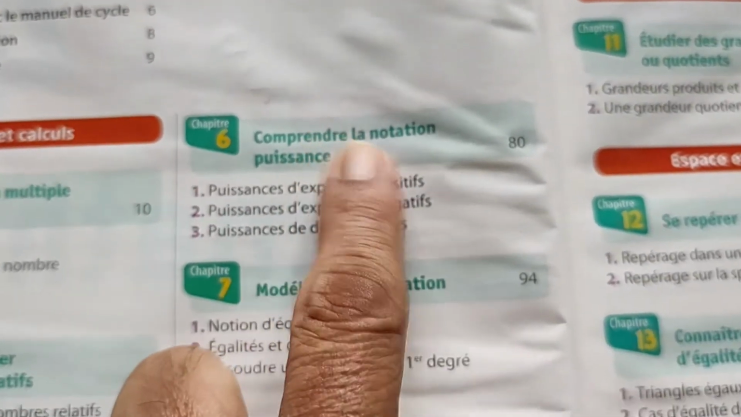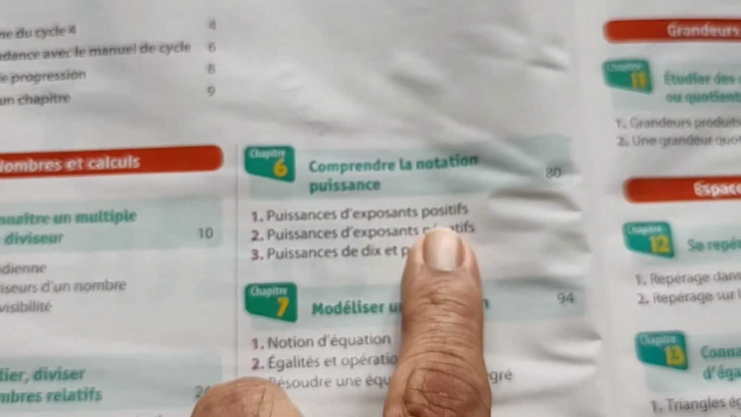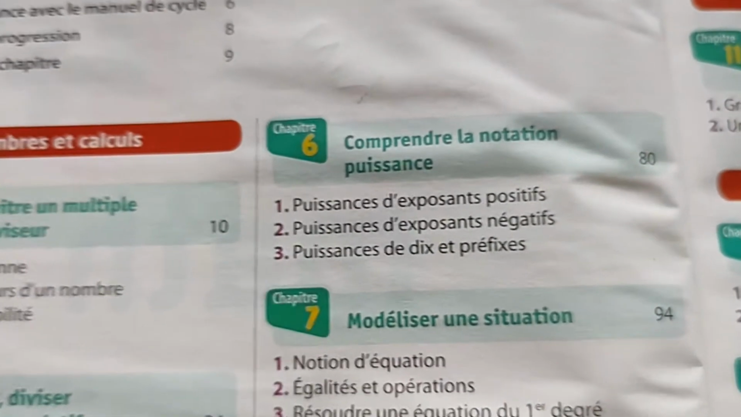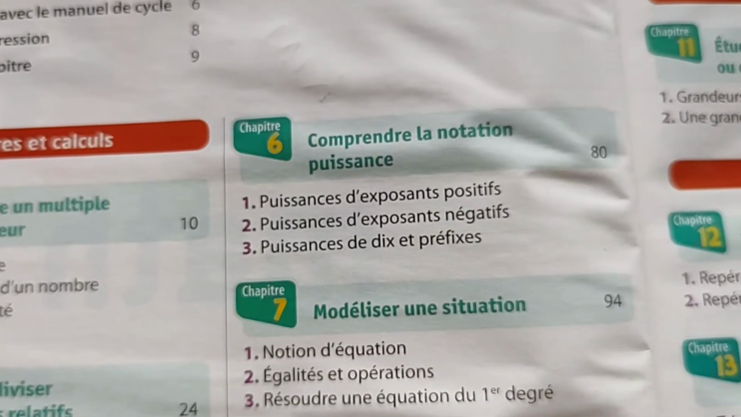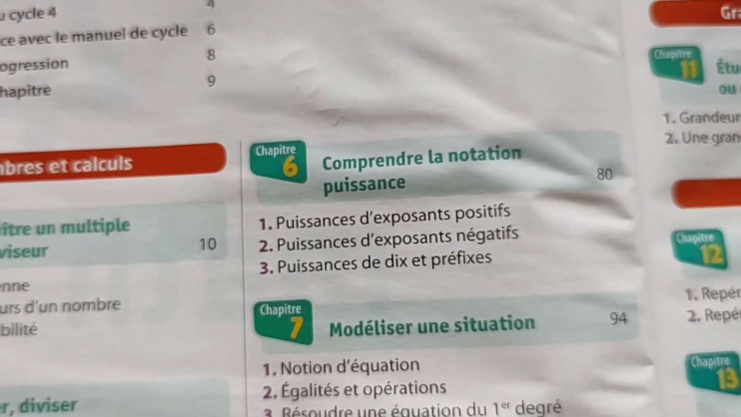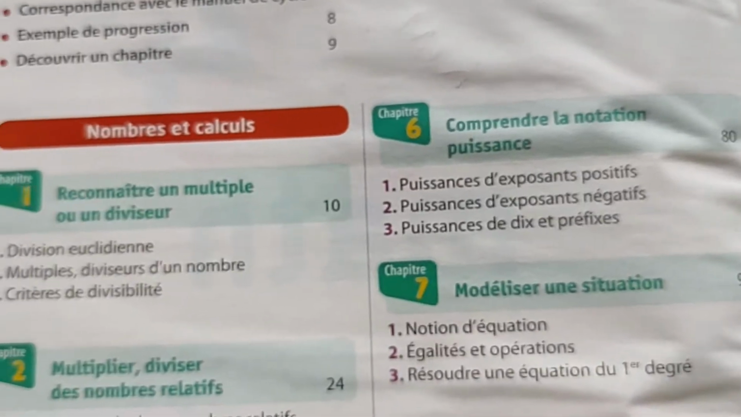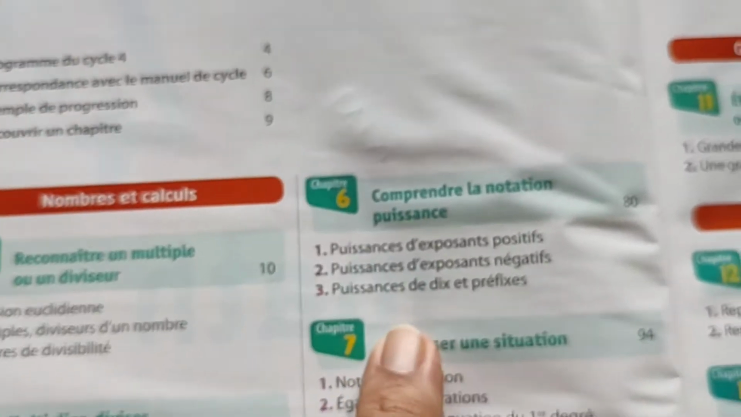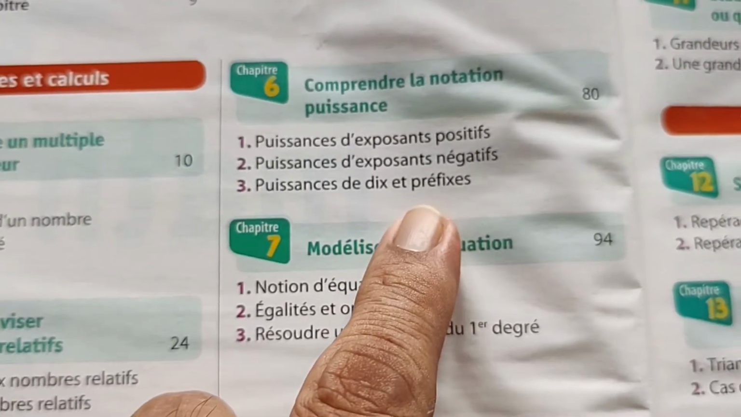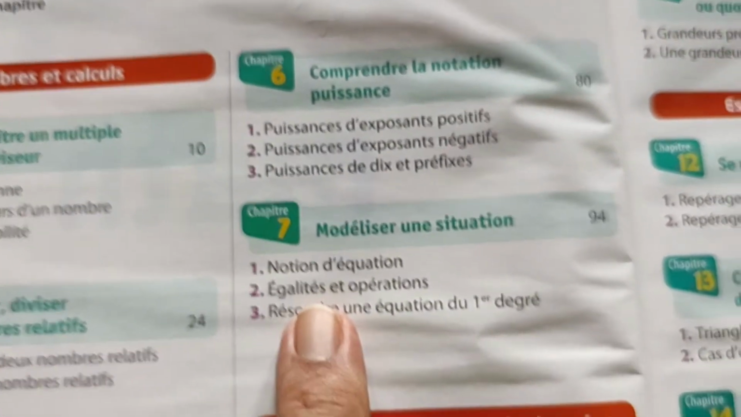And then finally we had these two chapters, comprendre la notation puissance. Here we talked about numbers that have powers, 10 to the power this, or 6 to the power 3. If you have 6 to the power 3 plus 6 to the power 3, what do you write? If it's 6 to the power 3 into 6 to the power 4, what's the total? And then we spoke about powers of 10 and the prefixes. You remember micro, mini, mega, tera, all of those.